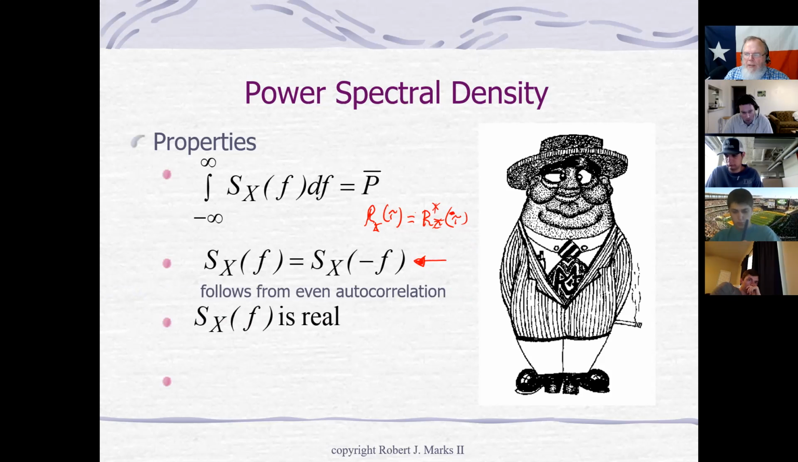S of x is real. Turns out that this does not grab onto the idea of imaginary power. And we know we have imaginary power when we have quality factors and things of that sort. This doesn't deal with this.